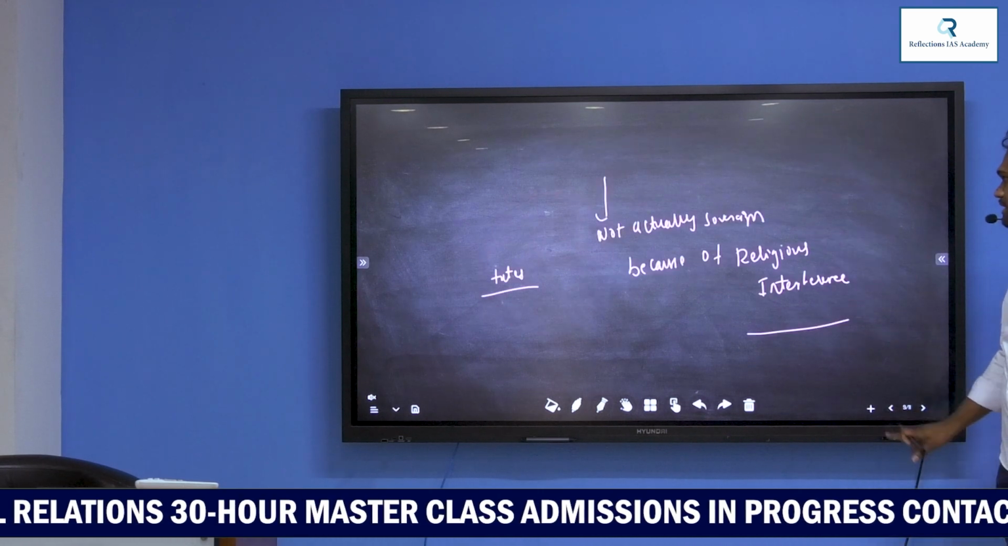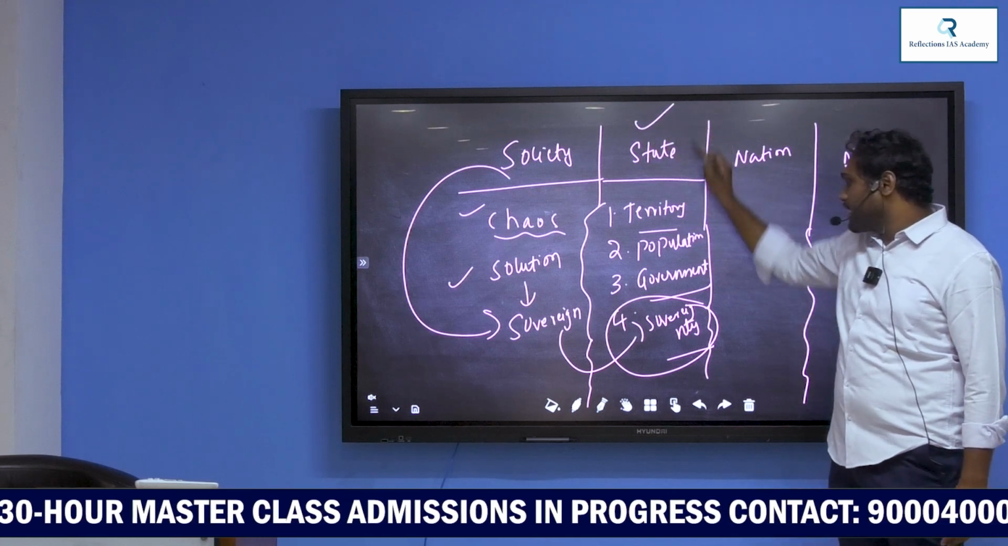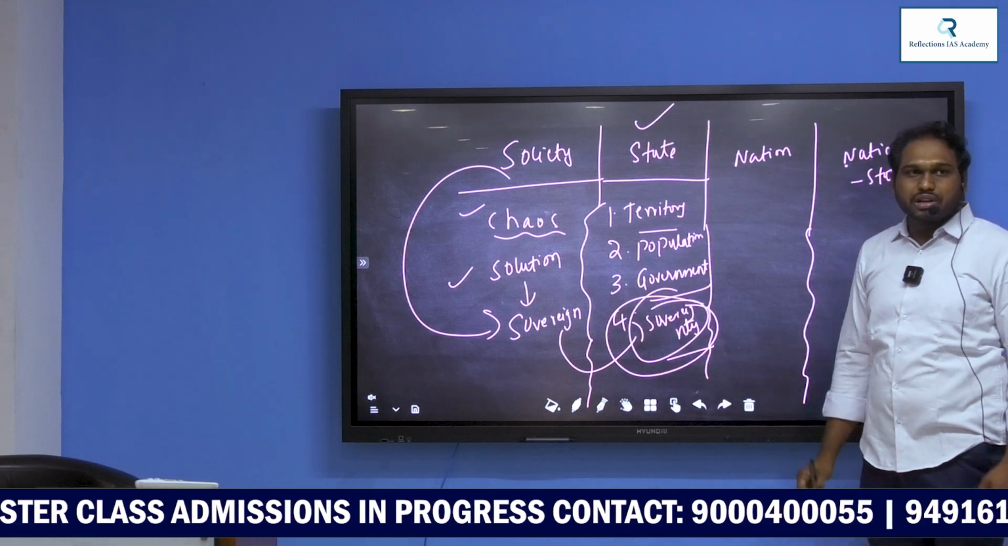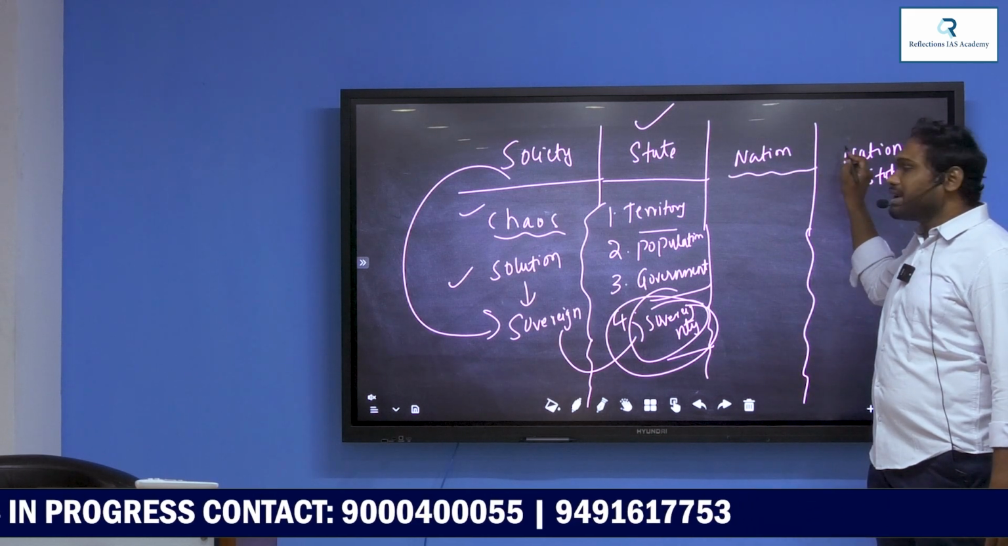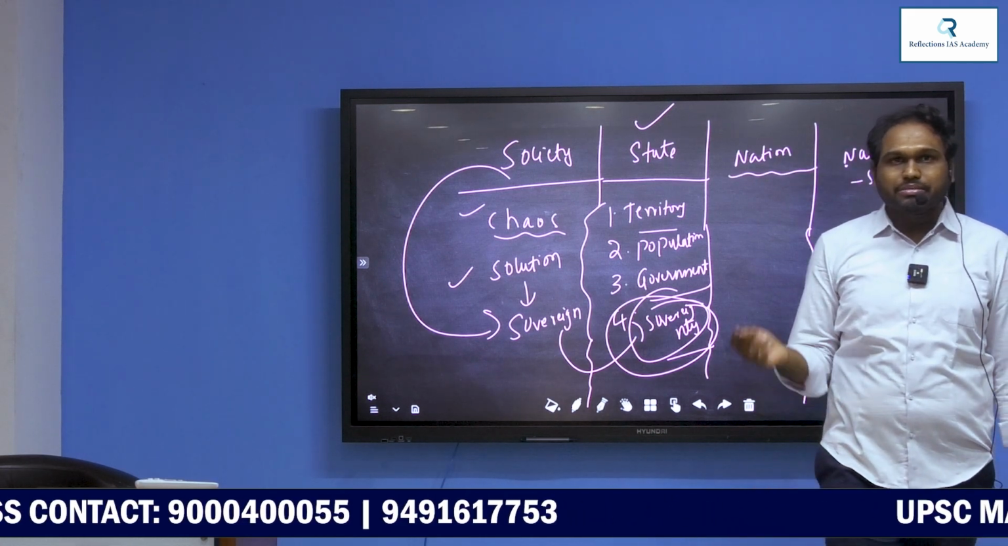So then we have discussed this element called state. We are done with state, along with how sovereignty has emerged, how states have actually become sovereign. Then coming to this construct called nation. What is a nation? How is it different from this element called state?